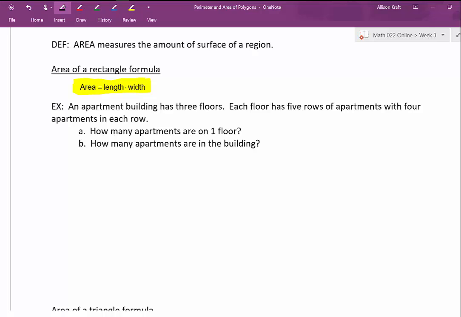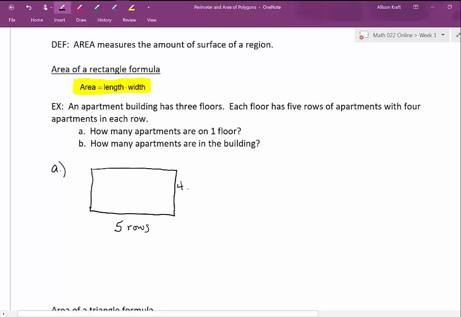An apartment building has 3 floors. Each floor has 5 rows of apartments with 4 apartments in each row. How many apartments are on one floor? So for part A here, this first floor, it said that there are 5 rows, each row having 4 apartments in it.